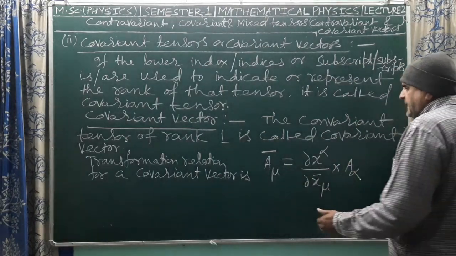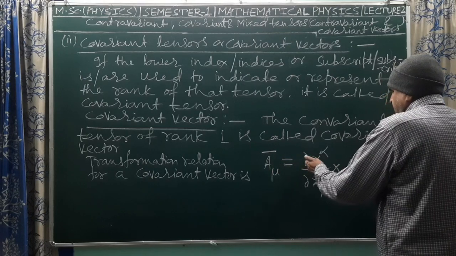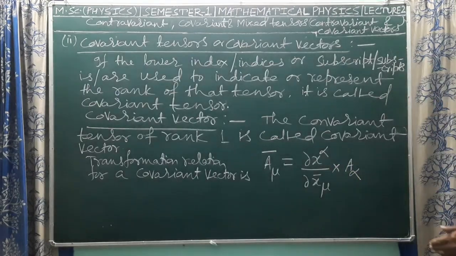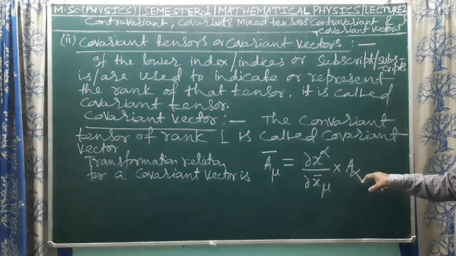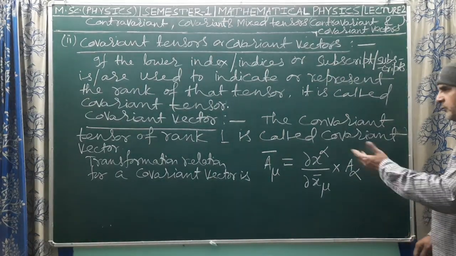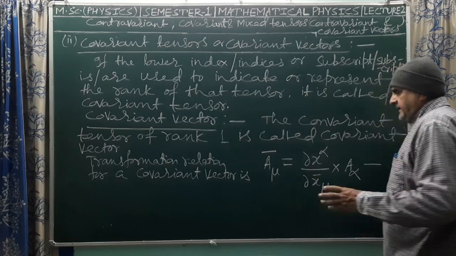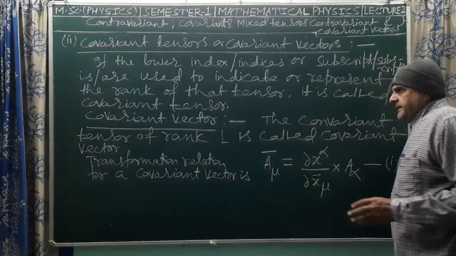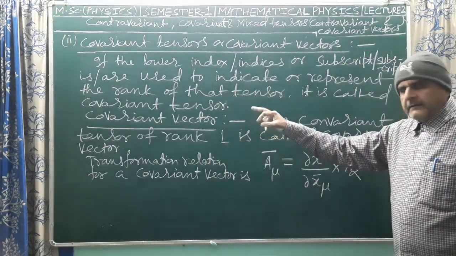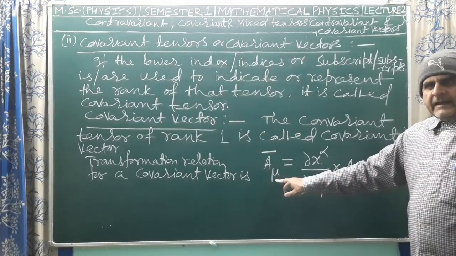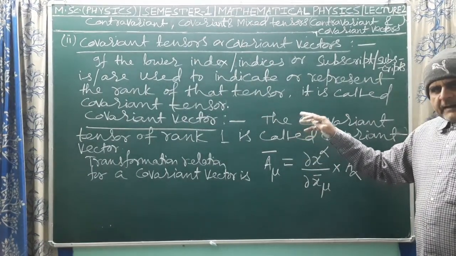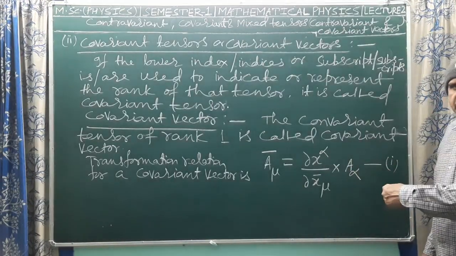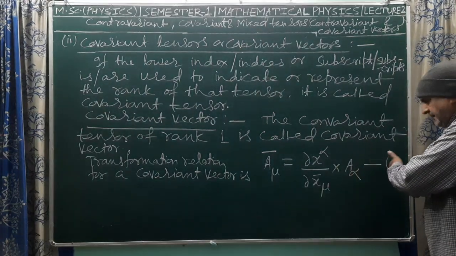तो अगर इस ढंग से ट्रांसफॉर्मेशन हो, a bar lower index mu equals del x to the power alpha upon del x bar mu multiplied by a to the power alpha, index alpha is also used as the subscript or lower index. तो जब लोअर इंडेक्स का यूज किया जाता है किसी टेंसर के रैंक को रिप्रेजेंट करने के लिए, तो इसे कोवेरिएंट टेंसर कहा जाता है. और कोवेरिएंट टेंसर ऑफ रैंक 1, यहाँ केवल एक ही इंडेक्स का यूज किया गया है, लोअर इंडेक्स का, तो यह रैंक 1 का टेंसर है जिसे कोवेरिएंट वेक्टर कहा जाता है. तो ट्रांसफॉर्मेशन रिलेशन फॉर द कोवेरिएंट वेक्टर, that is a covariant tensor of rank 1, is like this.